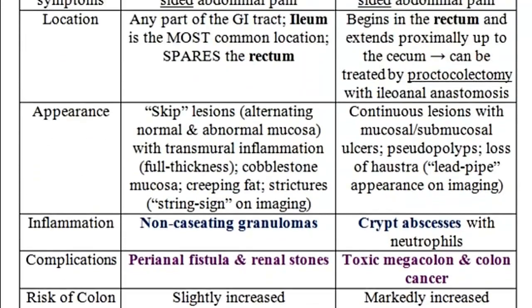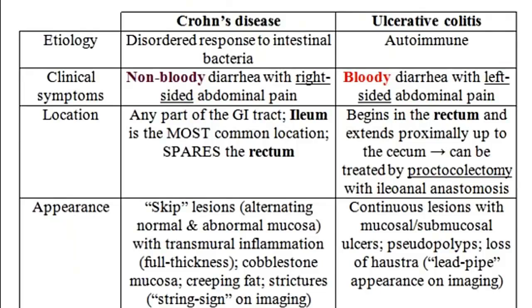Now, let's go back to the table and go over the features of ulcerative colitis. So it's autoimmune. It causes bloody diarrhea with left-sided abdominal pain because it usually affects the rectum, and it only affects the colon, versus Crohn's disease, which can occur anywhere from the mouth to the anus. And so actually colectomy would be one treatment that can be used for patients with ulcerative colitis.